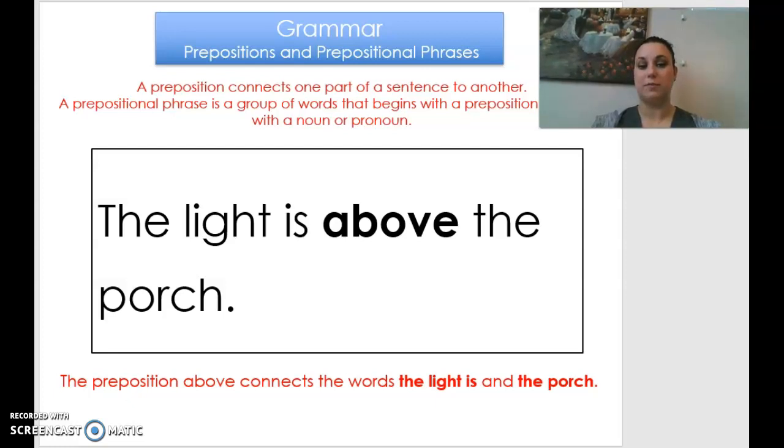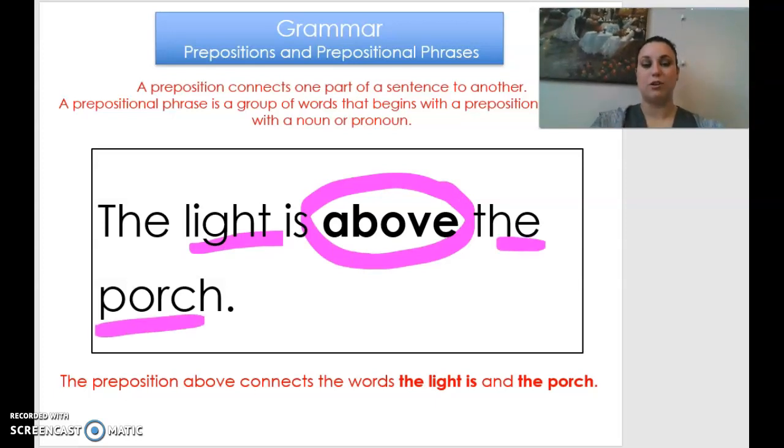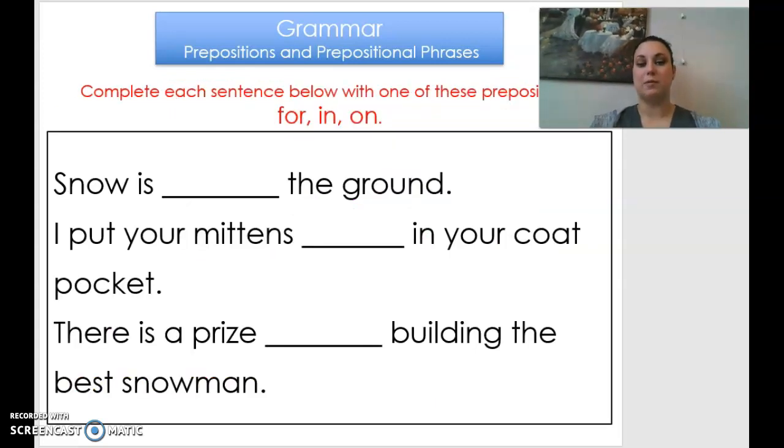So a prepositional phrase is a group of words that begins with a preposition and ends with a noun or pronoun. So the preposition above connects the words the light is and the porch. Because if we just said the light is the porch, that doesn't really make sense. We need to tell where the light is. So the light is above the porch. Let's try some other ones.